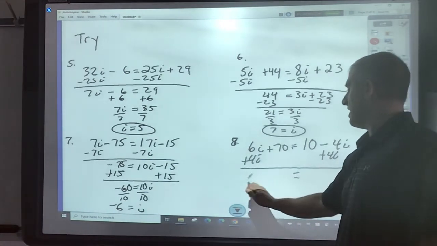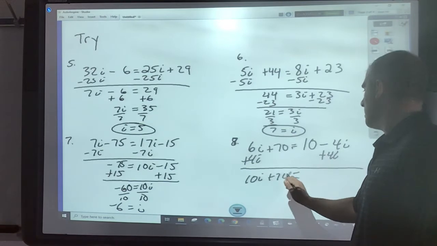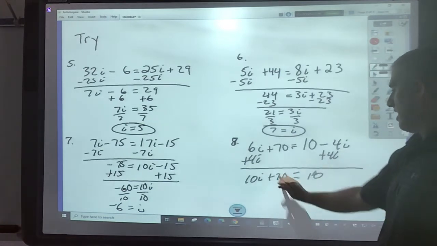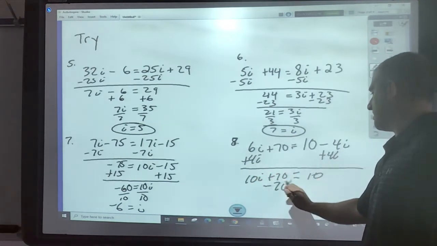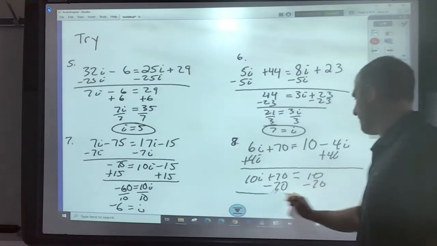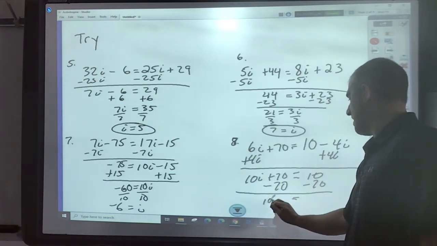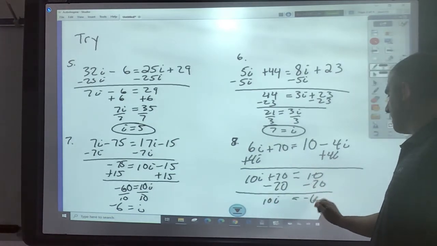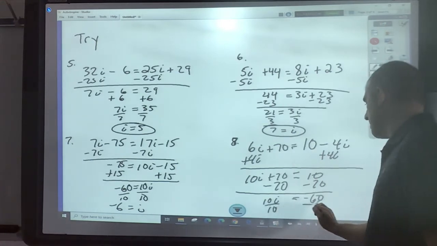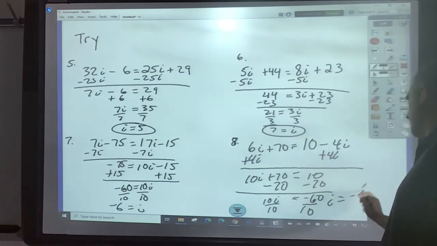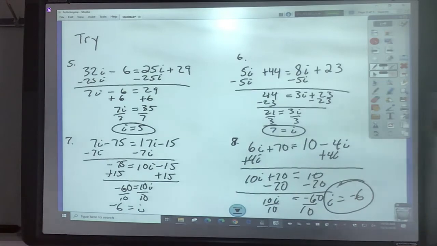Okay, so I got 10i plus 70 equals 10. I'm going to get rid of the 70. So I got 10i, 10 minus 70 would be negative 60, divided by 10, i equals negative 6. Okay, so that's a good start there.